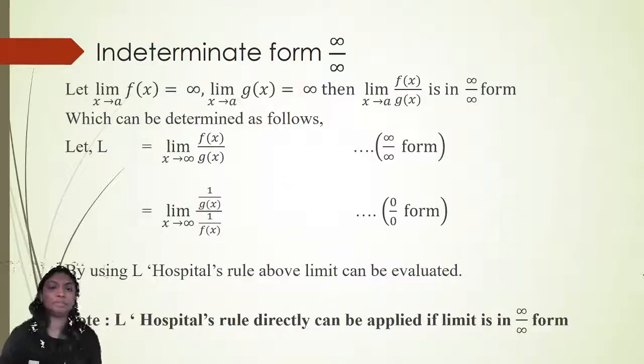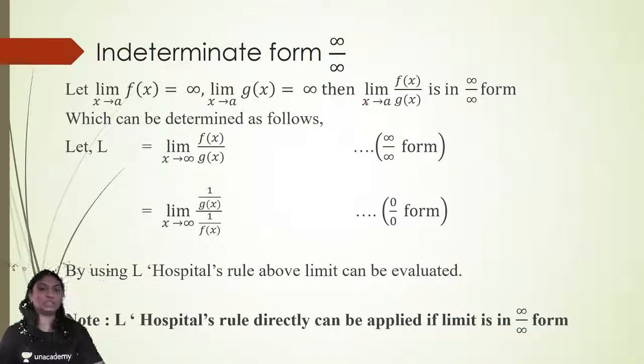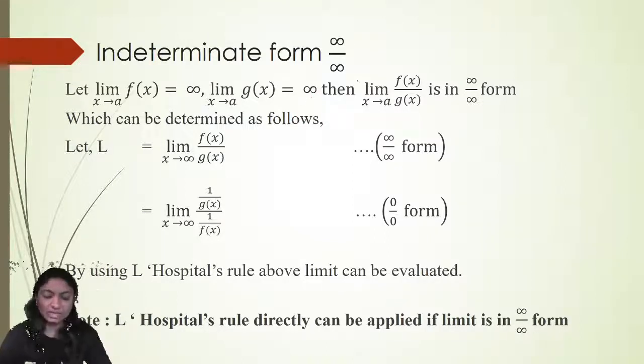Okay, now next is the indeterminate form infinity upon infinity. Let limit as x tends to a, f of x is equal to infinity, and limit as x tends to a, g of x is equal to infinity. Then limit as x tends to a, f of x upon g of x is in infinity upon infinity form, which can be determined as follows.